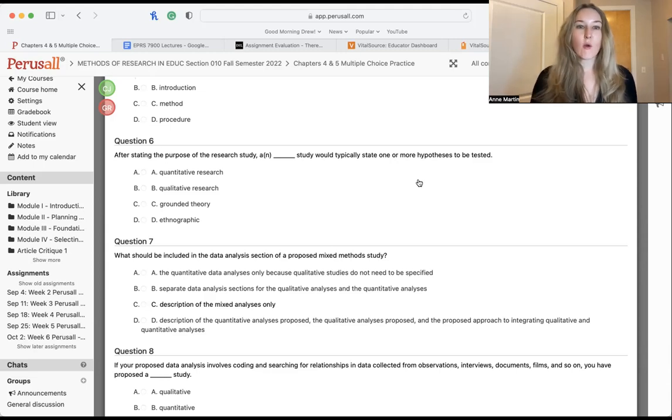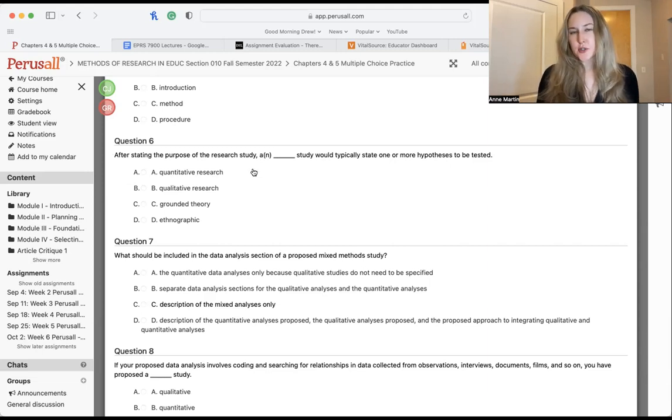So that's why when you are writing a quantitative research question, you need to include the variables in the question. And then you would go on to say what your hypothesis is for how those variables will interact with each other. So that's why this one is quantitative.